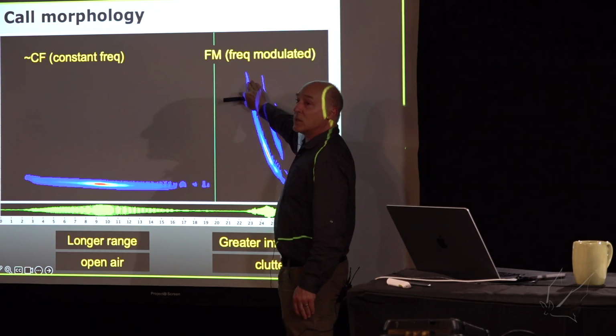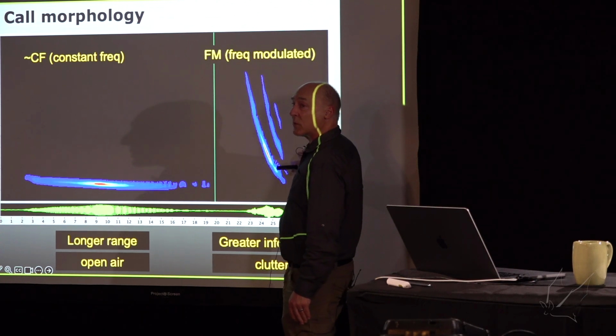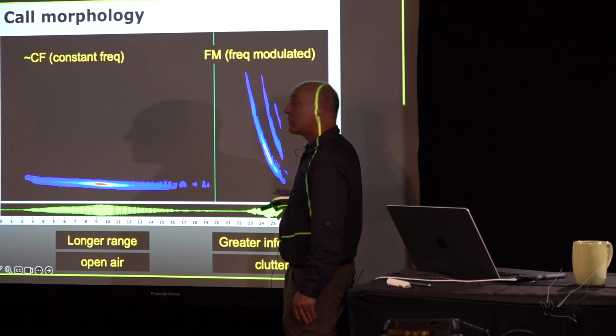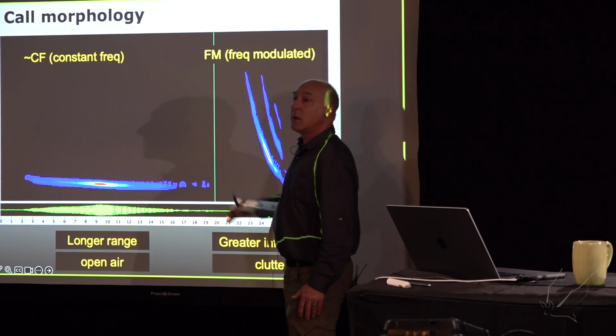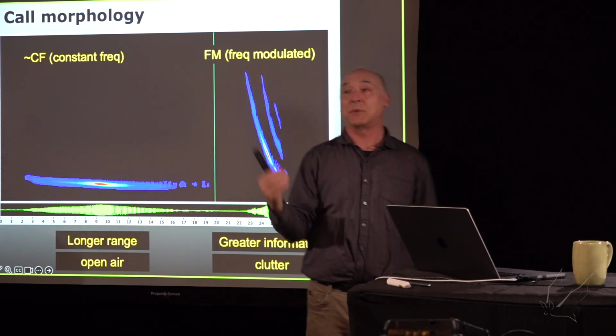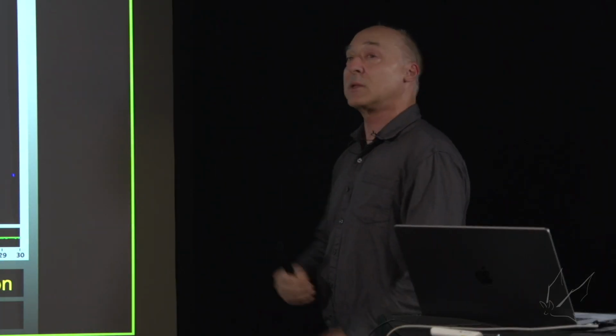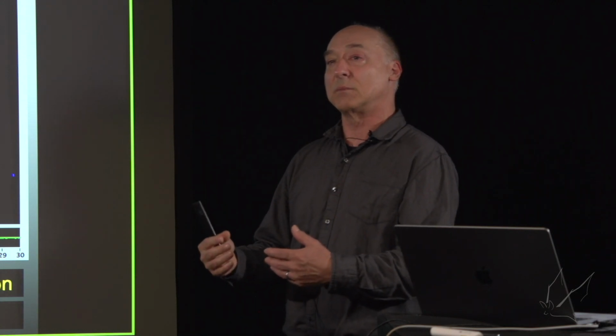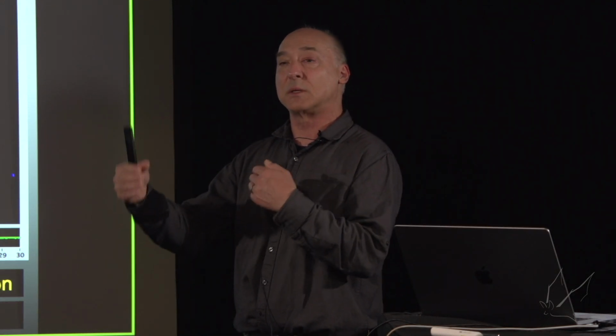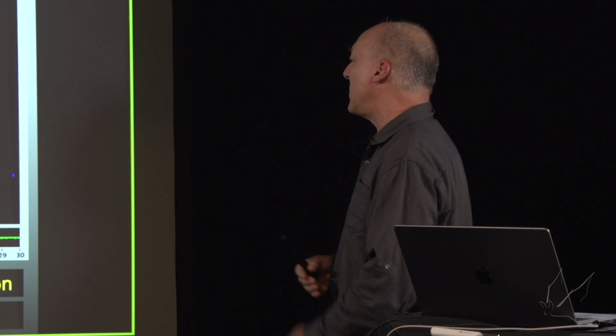assess the timing to this part of the call, the timing to this part of the call, the timing to this part of the call, as well as getting more detailed information on the shape of the signal. So a frequency modulated signal is going to give it more precise target distance, as well as more imaging information along with that.